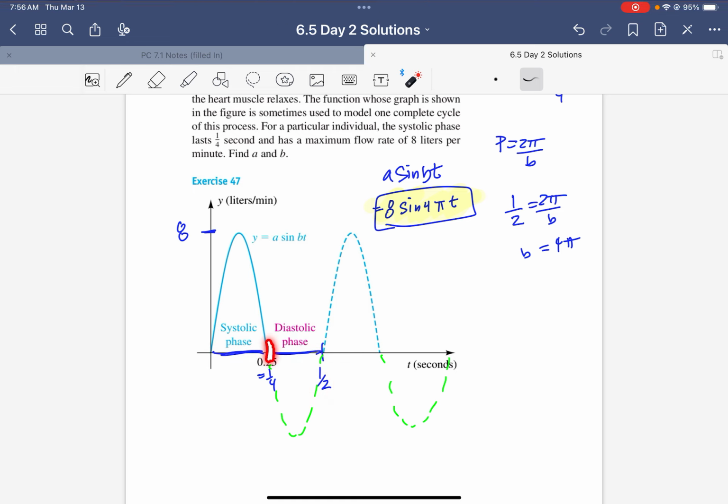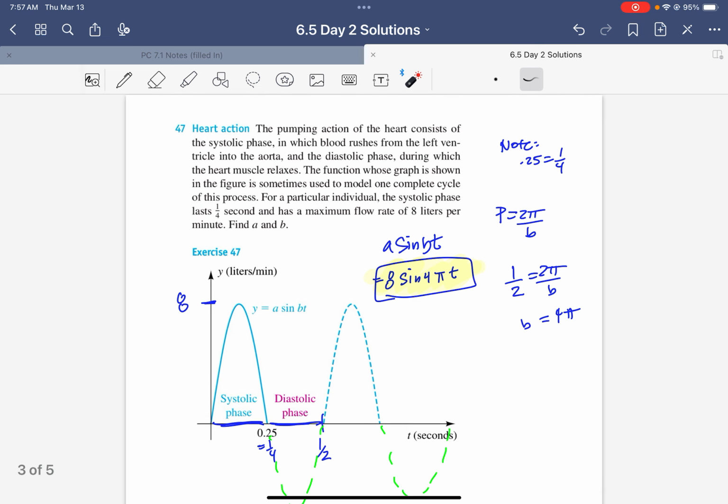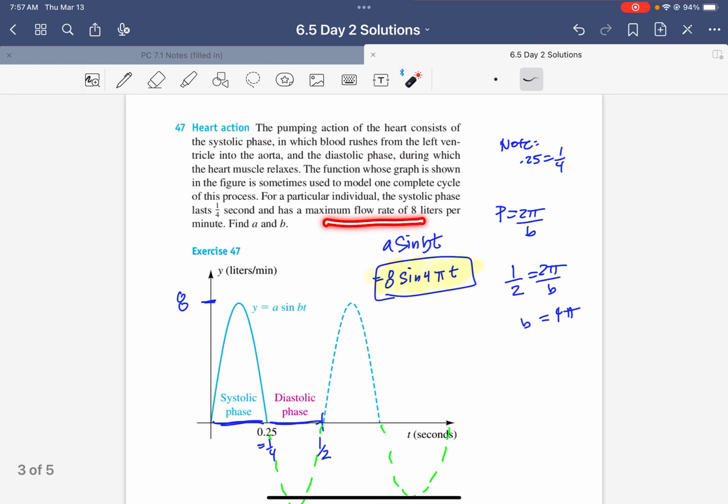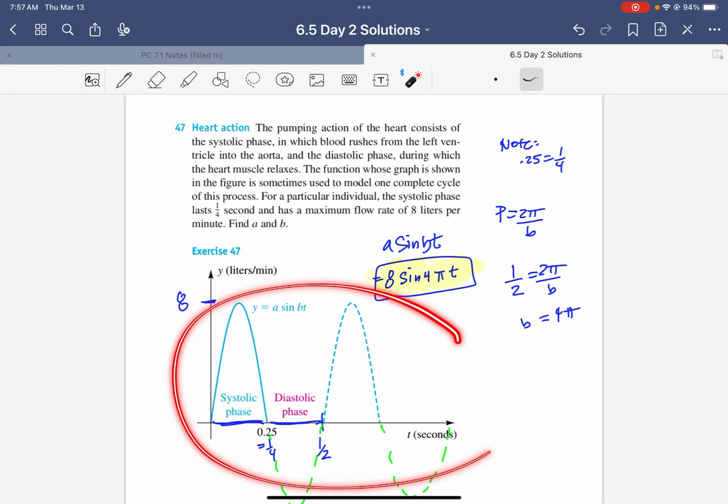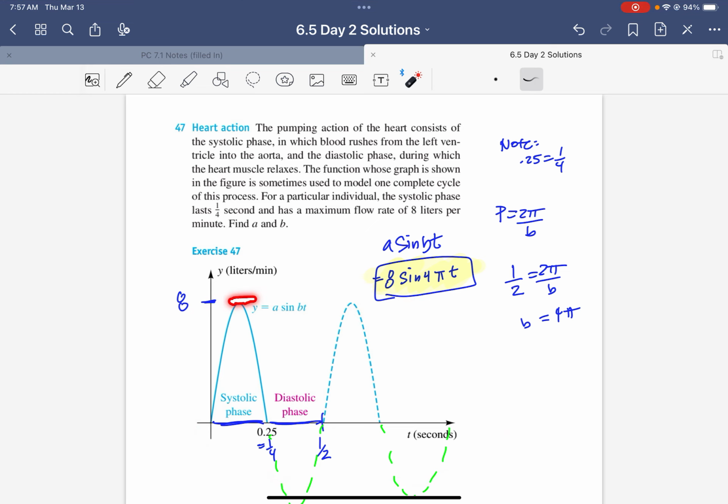So because half of the cycle takes 1/4 of a second, it seems like the entire cycle, which is the systolic and diastolic phases together, 1/2 is an entire period. So that allows us to solve for b, which we put here. And then the amplitude is 8, because they told us that the maximum flow rate is 8 liters per minute. And so if this is the flow rate function, then its maximum is 8, and that's why that is.